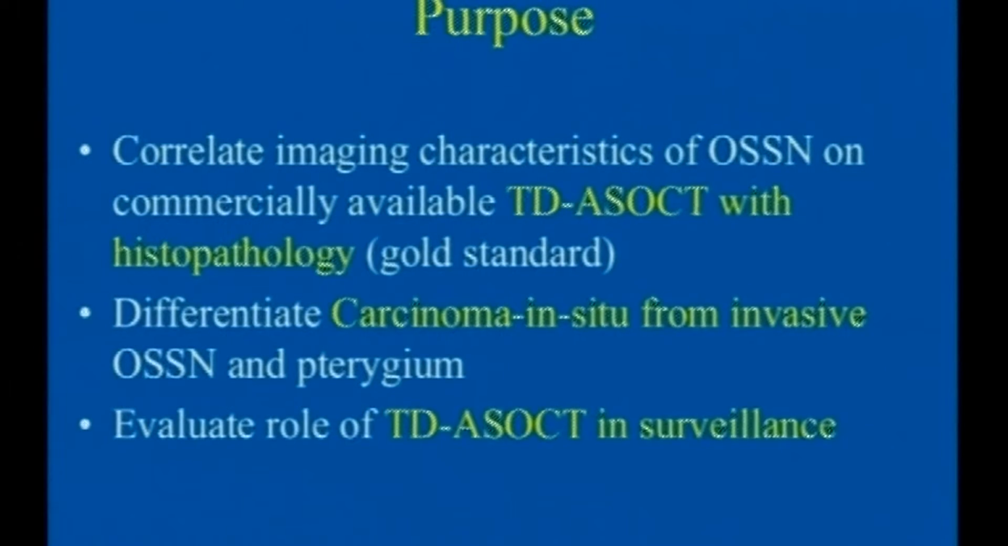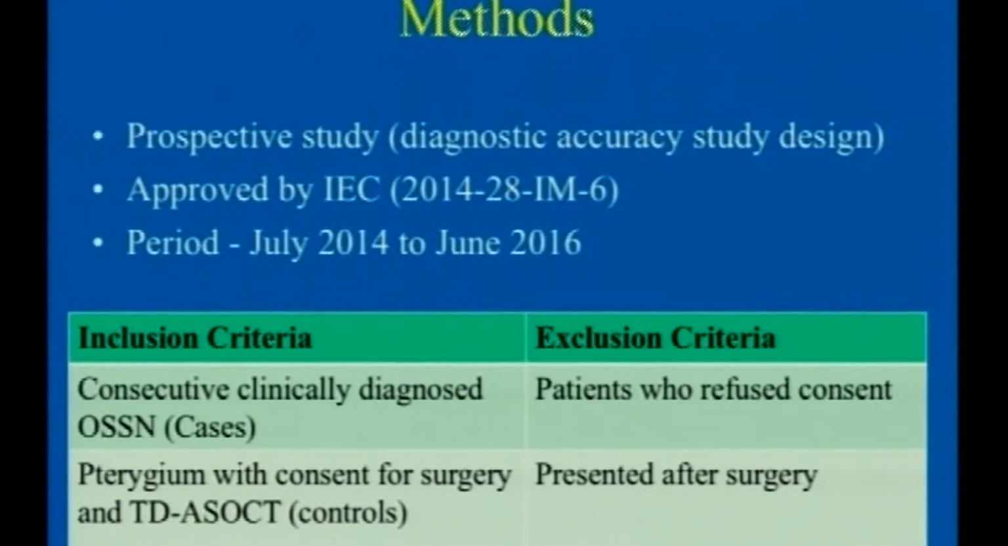So we were thinking, is there a possibility that this could be an alternative to look at what the real histopathology is? That was the paper's primary objective. We also had an audacious goal: can we differentiate intraepithelial neoplasia from invasive neoplasia? And finally, does it have a role in surveillance of the lesion in patients who undergo only immunotherapy or chemotherapy? These were all consecutive patients. We also had benign lesions like pterygia to compare, and patients who refused consent and presented only for surgery were taken out. This was between the time period 2014 to 16.